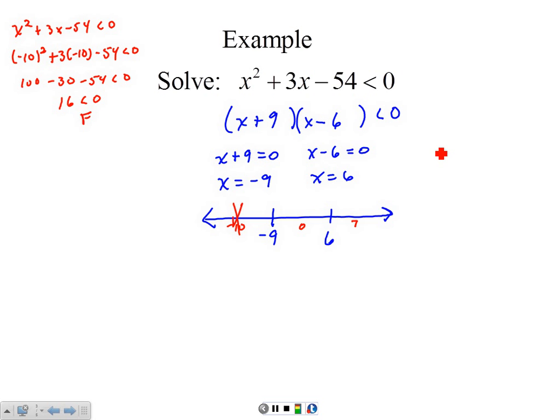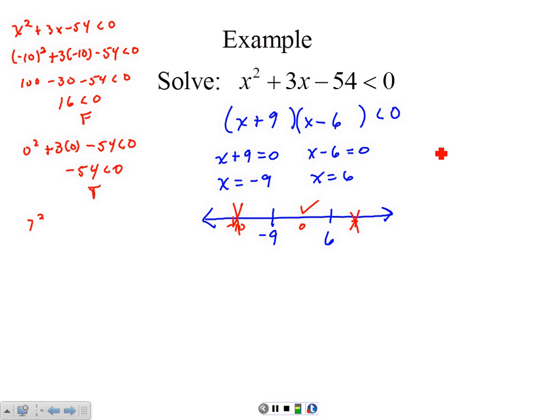So let's try 0. If we plug 0 in, we're going to get 0 squared plus 3 times 0, which is going to be 0, minus 54 less than 0. So you're going to get negative 54 less than 0. That's true. And so since this one checks out, I'm going to guess that that one doesn't check out, but I'll go ahead and prove it to you.